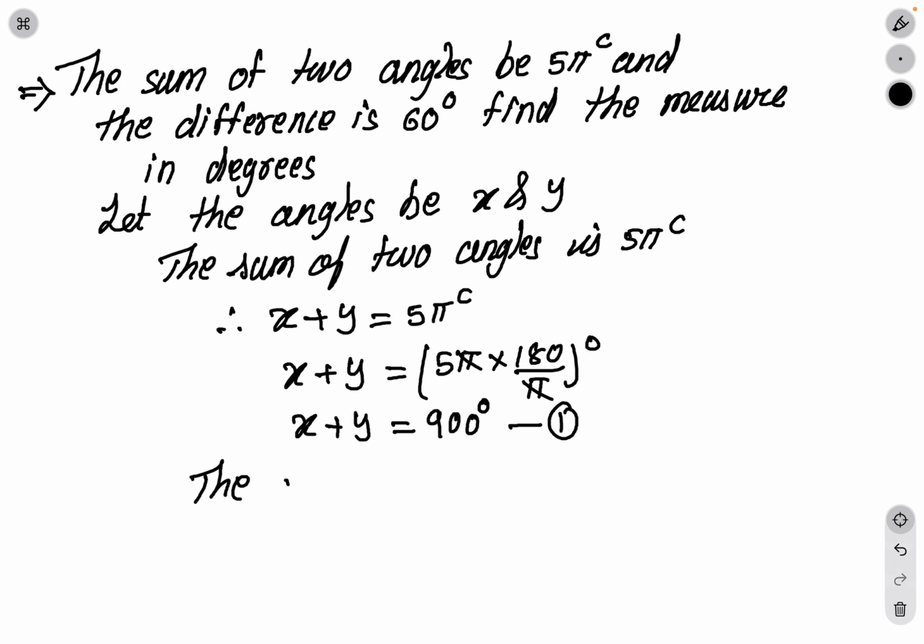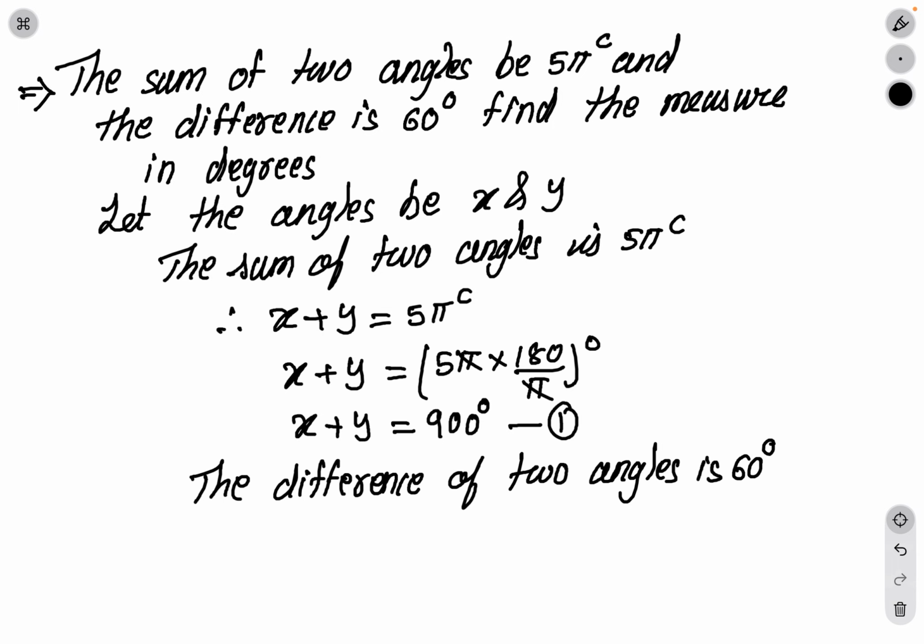The difference of two angles is 60 degrees. So x minus y is equal to 60 degrees. This is the second equation here.